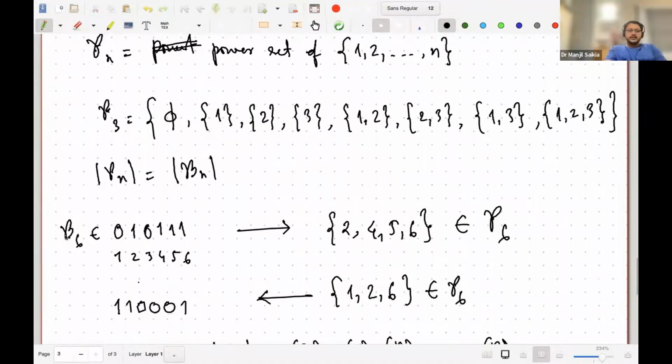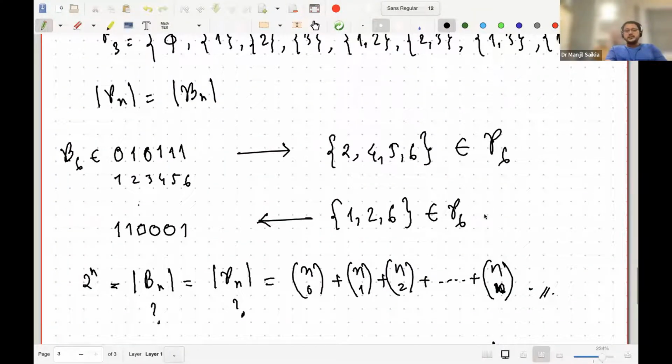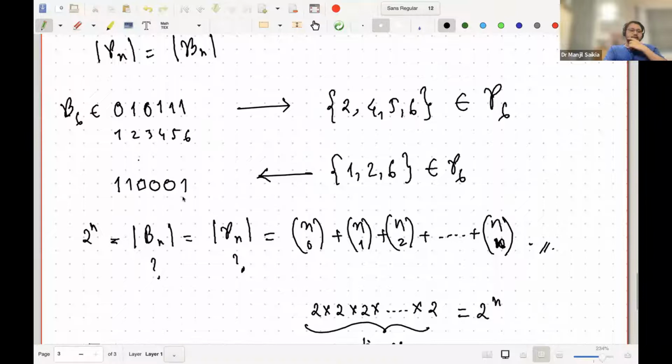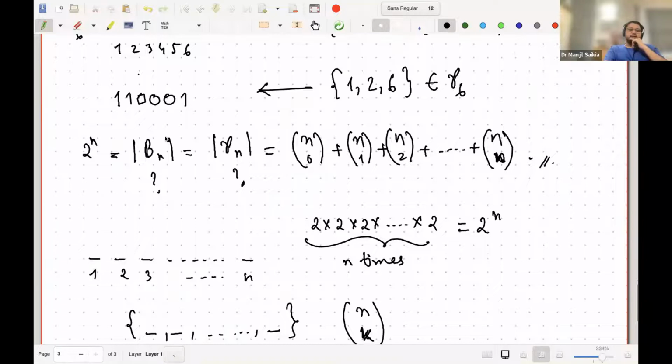Where I assigned an element of B6 to an element of P6, and in a similar way, I assigned a different element of P6 to an element of B6. And this assignment is unique because each element in B6 can be uniquely assigned to some element in P6, and the reverse way as well. So this showed me that the cardinality of Pn and Bn were equal, which is this middle equality. Then I found the number of elements in Bn, which was the number of binary words of length n, and you can make these binary words of length n in 2 to the power n ways, because each position can be filled in 2 ways.